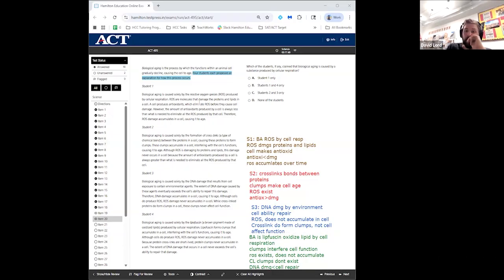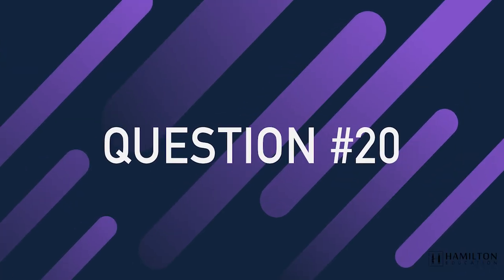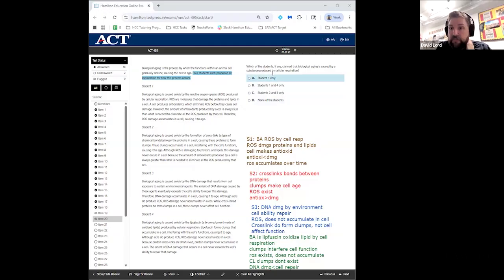All right, now that we have a big overview of notes on our paper, we can kind of compare them. So let's look at the first question. Which instance, if any, claim that biological aging is caused by a substance produced by cellular respiration? Well, looking at this, cellular respiration was definitely student 4. And then we also had cellular respiration from student 1. So 1 and 4 sound pretty good. Did 2 and 3 mention it? Well, 3 definitely didn't mention it. And also, we have to have 1 and 4, so we can't pick C.